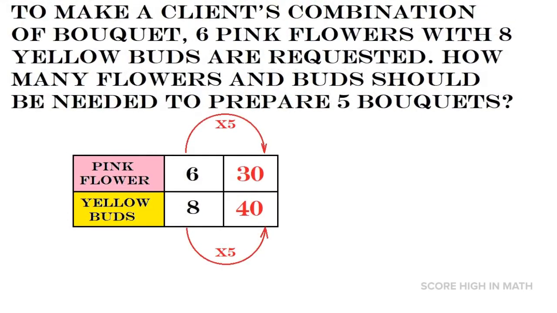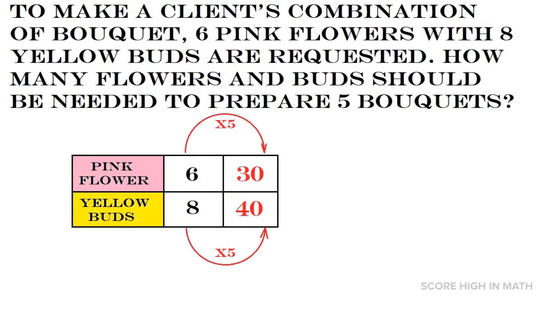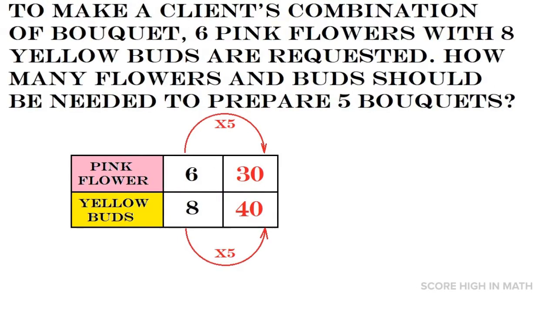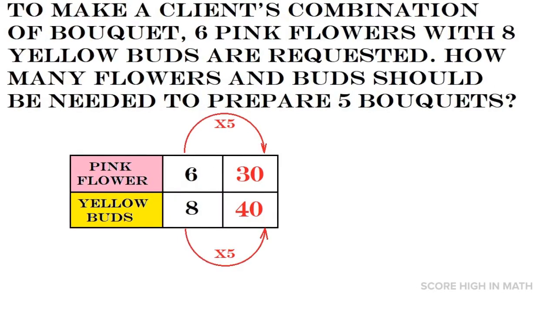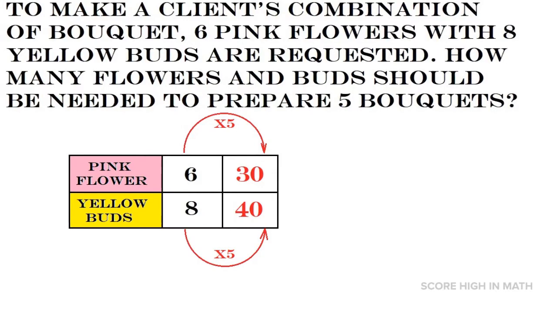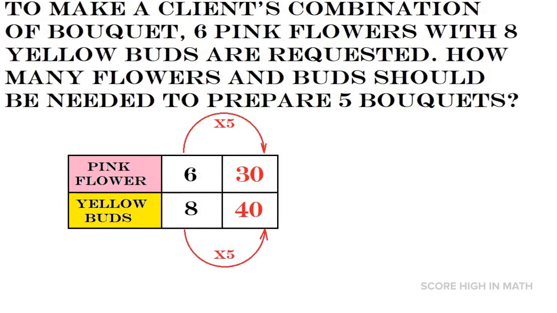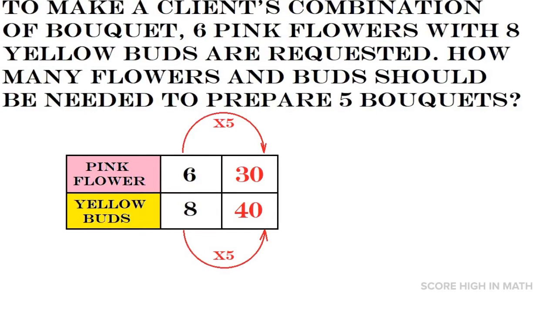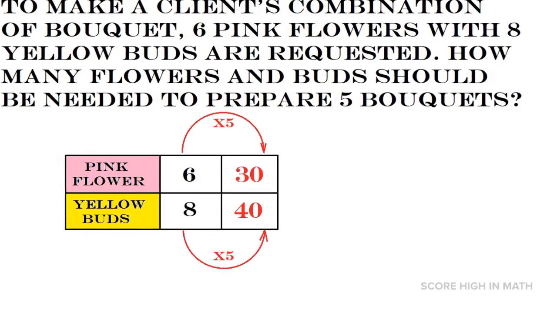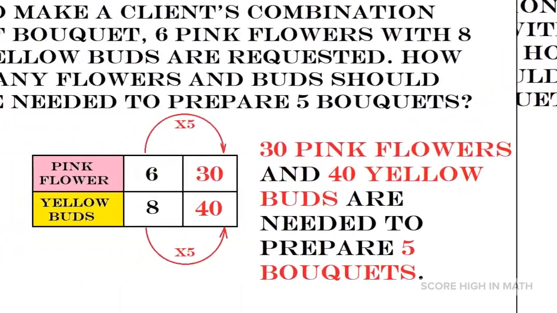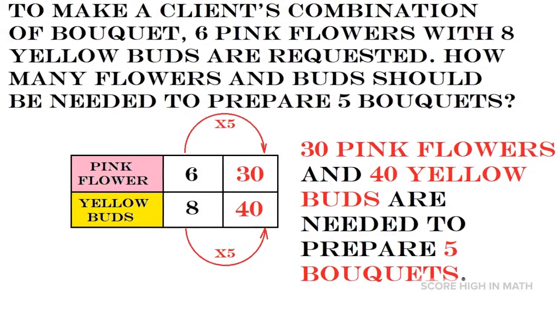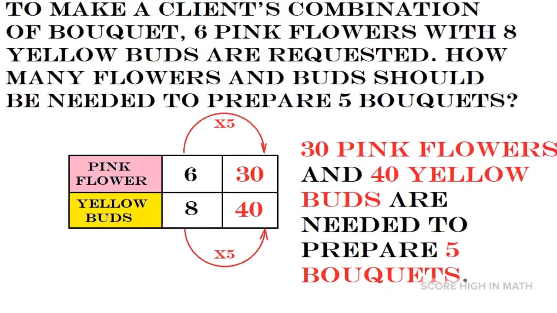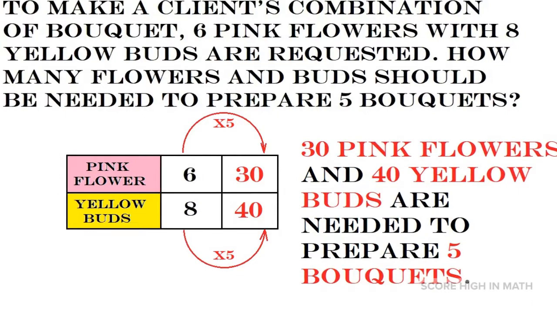It is given that one bouquet consists of 6 pink flowers and 8 yellow buds. But we need 5 bouquets. So we're just going to multiply the 6 and the 8 by 5. 6 times 5 is 30 and 8 times 5 is 40. As a result, 30 pink flowers and 40 yellow buds are needed to prepare 5 bouquets.